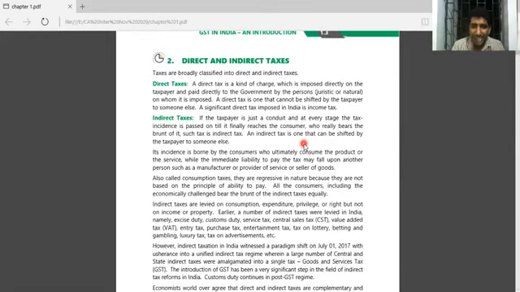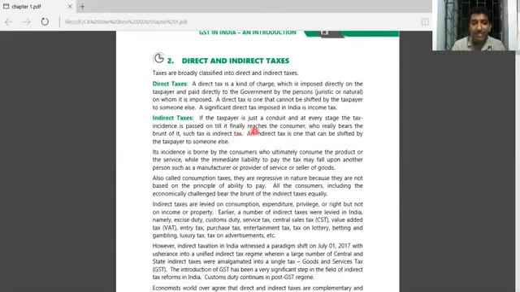So at each stage, the tax incidence is passed on. So in the stage 1, the wholesaler paid the full amount of tax. When it comes to stage 2, the wholesaler received back the amount and the retailer had the full tax incidence. And in stage 3, the end consumer had all the 100 rupees. Tax incidence was fully on the final consumer and the retailer does not lose any amount.